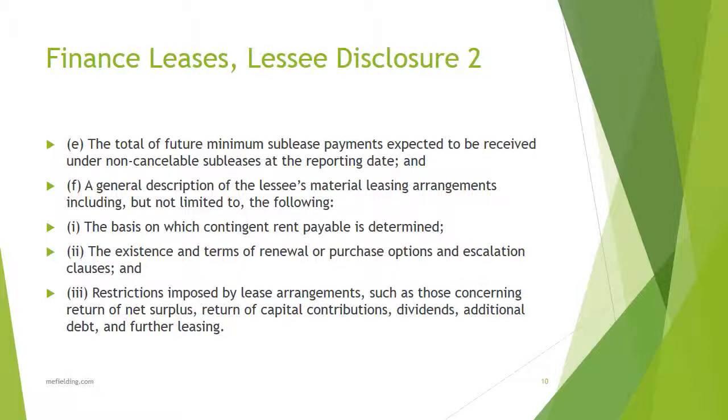F, the general description of material leasing arrangements. Notice that they drive you down certain routes now, though. The basis on which contingent rent payable is determined. So you're actually just giving your policy there, same as before. How is this calculated? And you should be able to cut and paste it from the actual agreement itself.